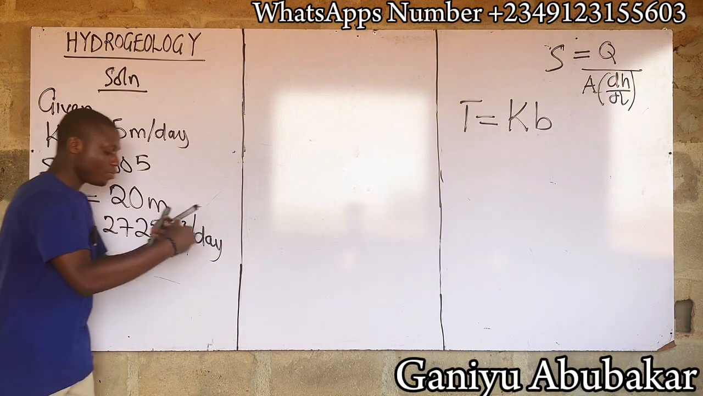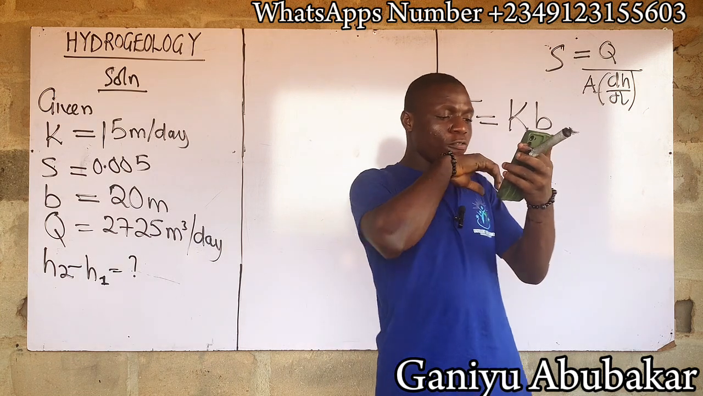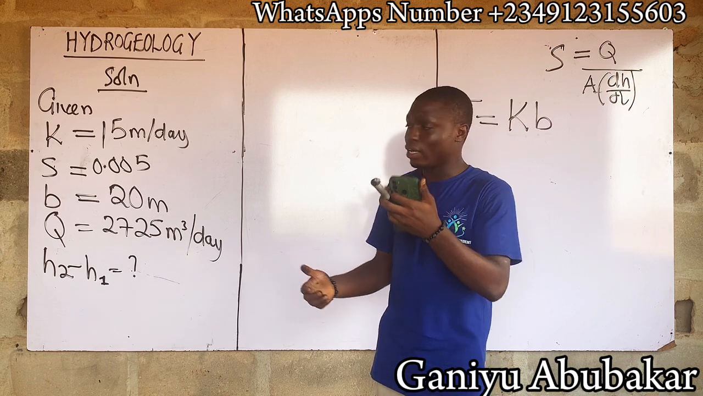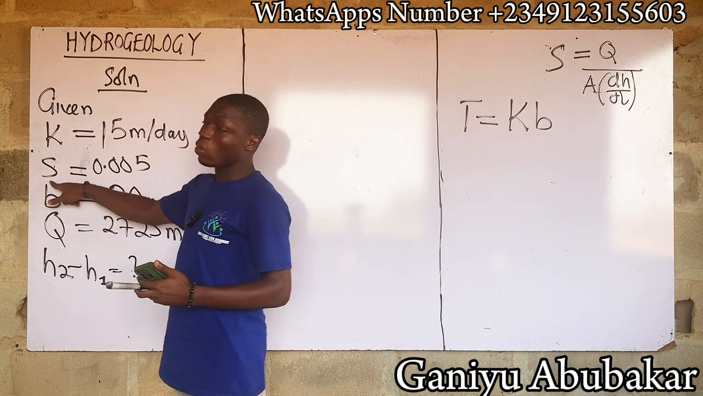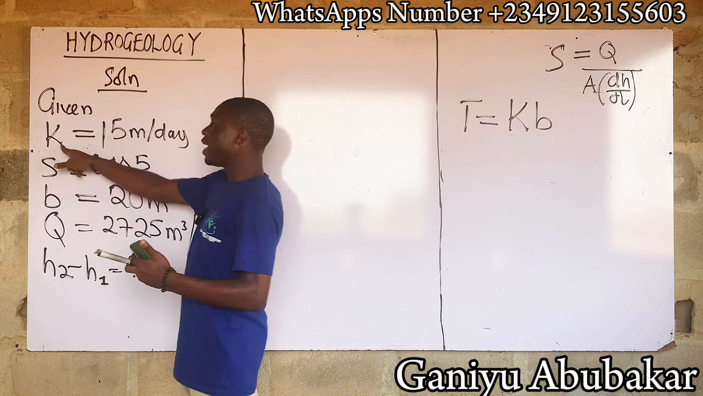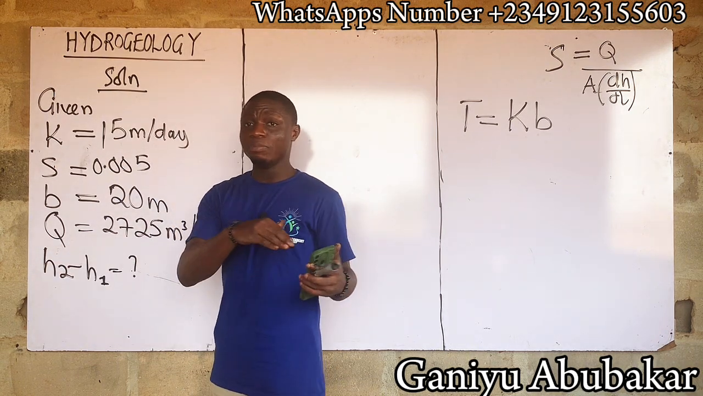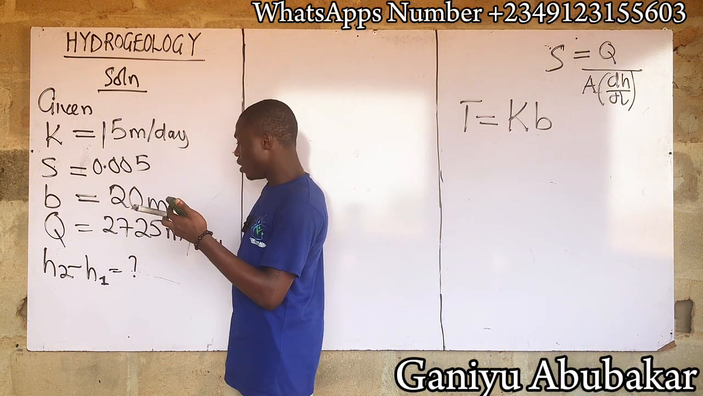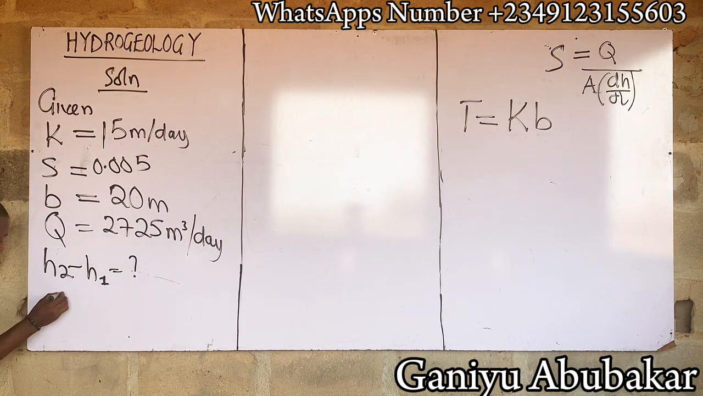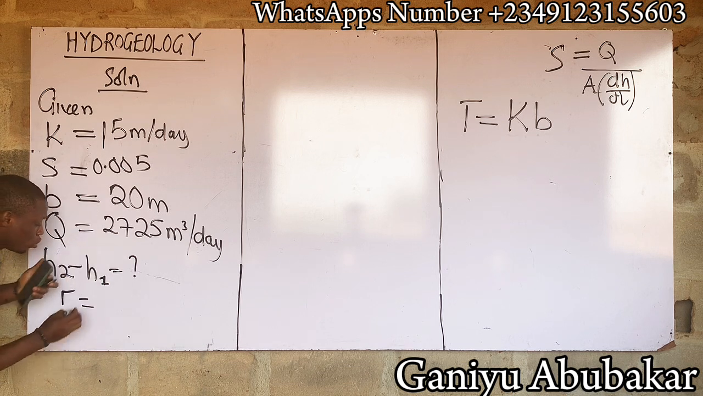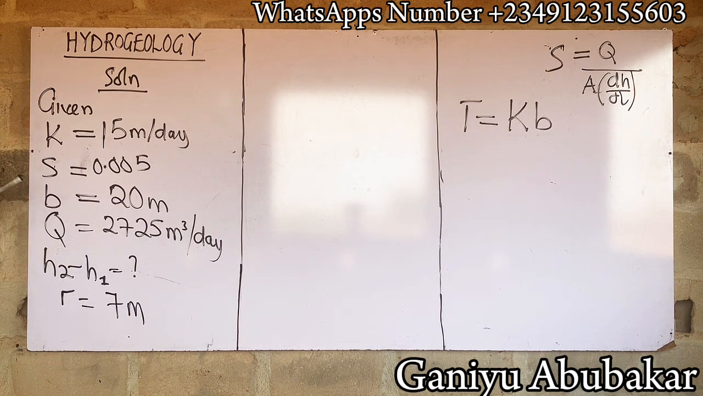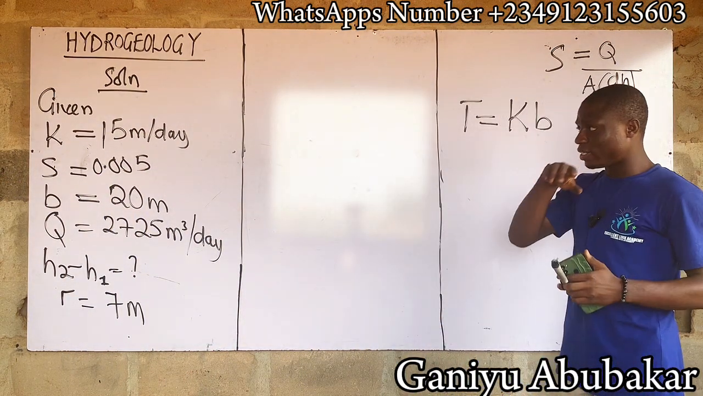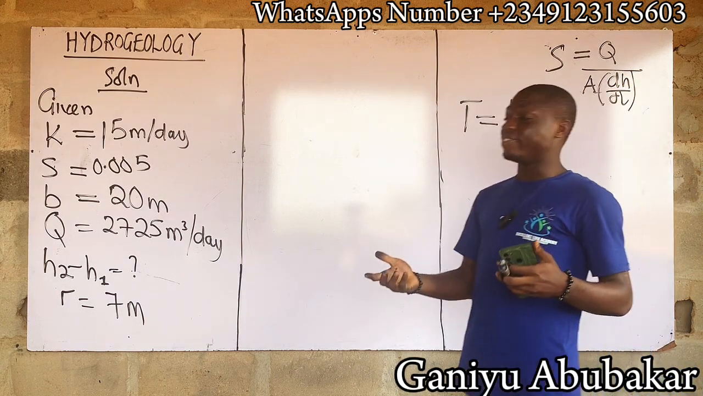It is unknown. What is the drawdown at a distance of 7 meter? S is not distance, S is storage, please. B is thickness. K is conductivity. Q is rate, right? H2 and H1 give the drawdown, right? I'm given distance here, so distance here is R. R is distance, equal to 7 meter. Look at the way I pick out my parameters. So note how this works, please.